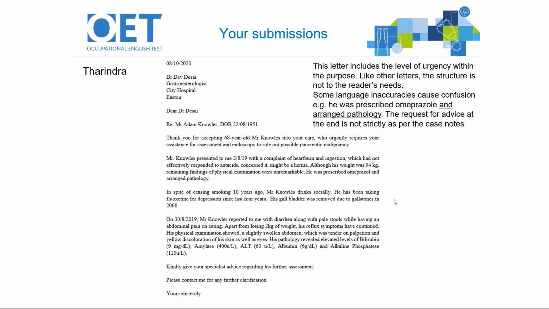And the request for advice at the end is not strictly as per the case note. So be careful about that. The case notes ask you to request the doctor provides assessment, and assessment is different to advice. So don't change the purpose of the case notes when writing your letter.